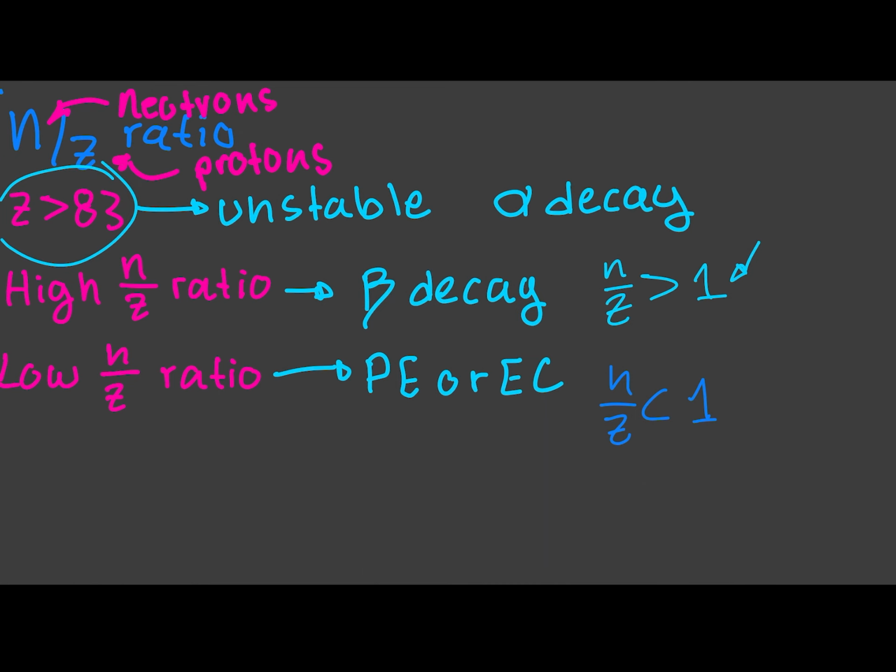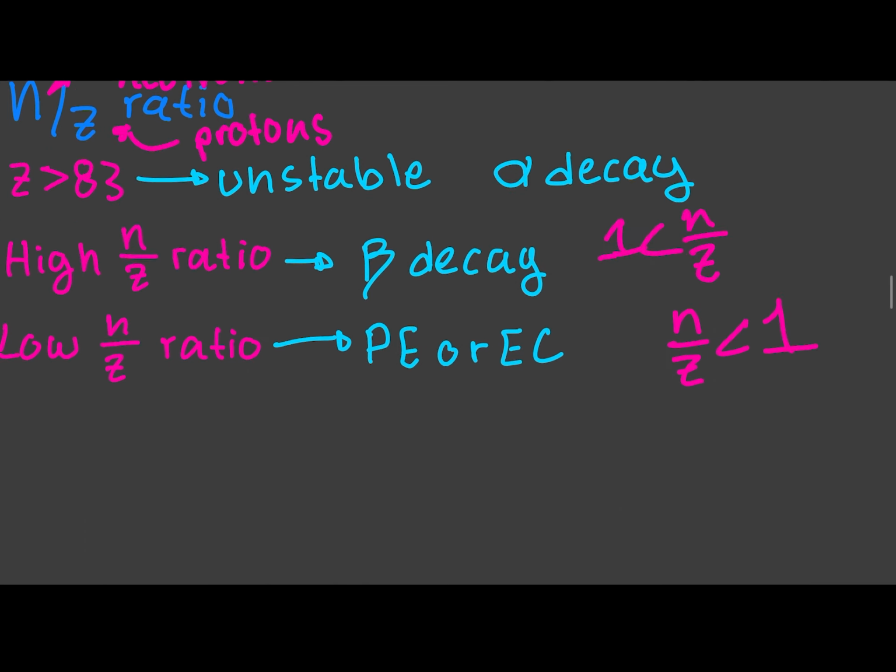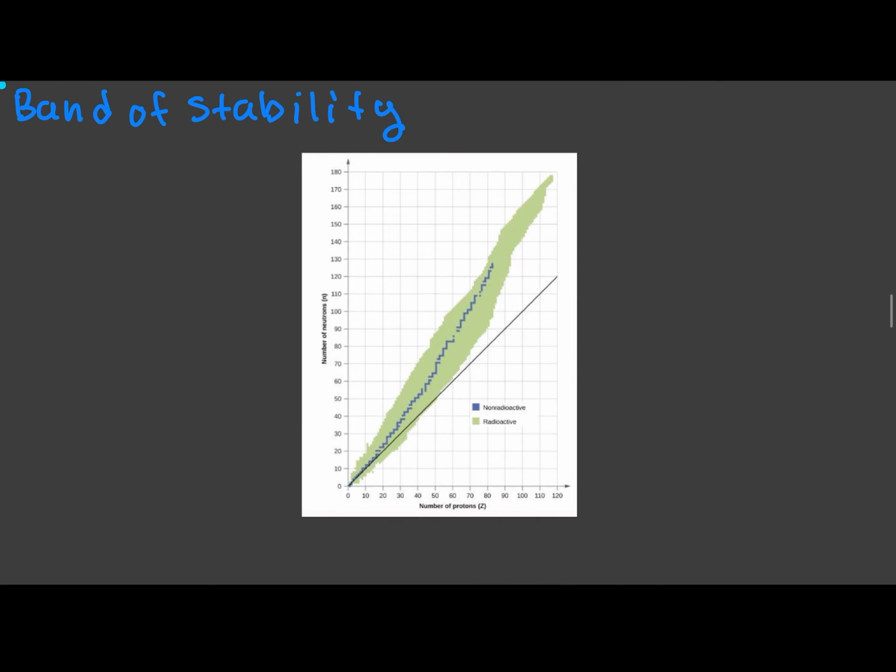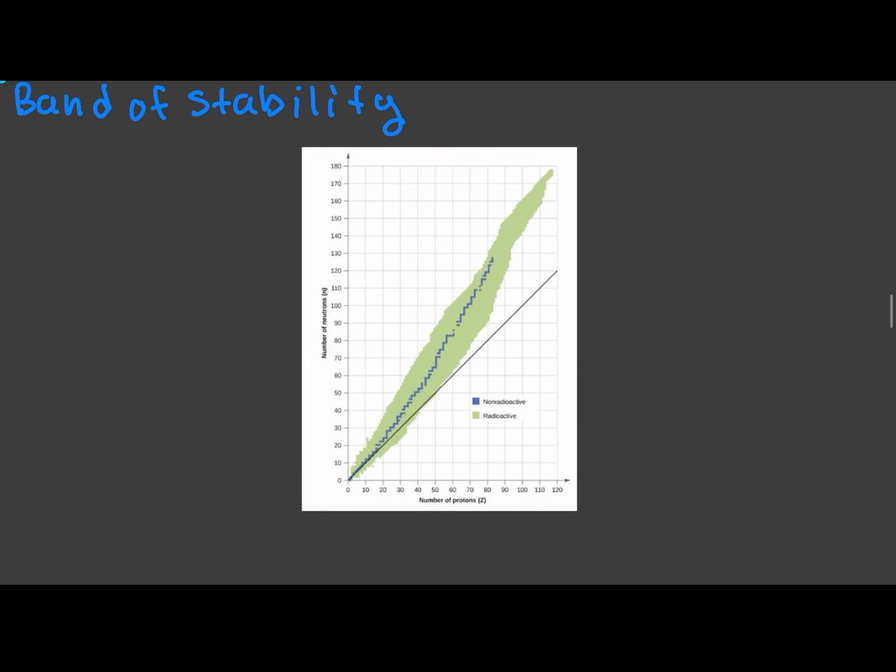So in the case that happens, we should expect either positron emission or electron capture. And then for the last thing, before we go on to some practice problems, we need to talk about the band of stability.